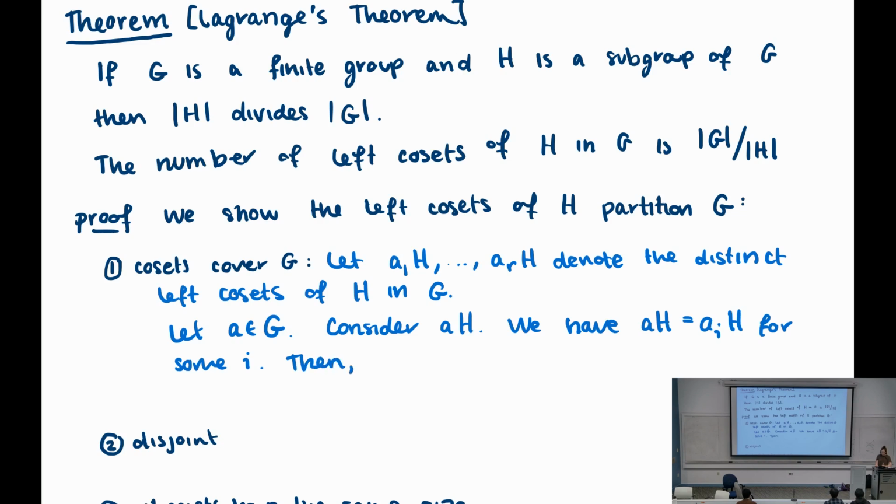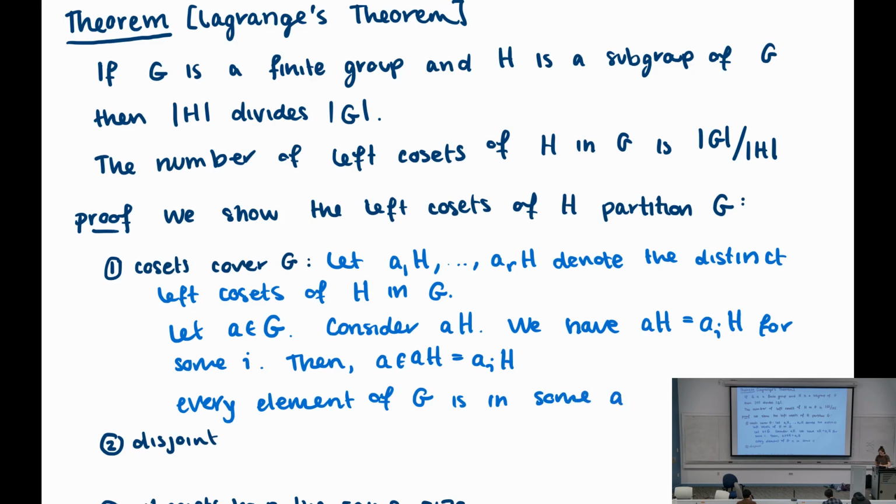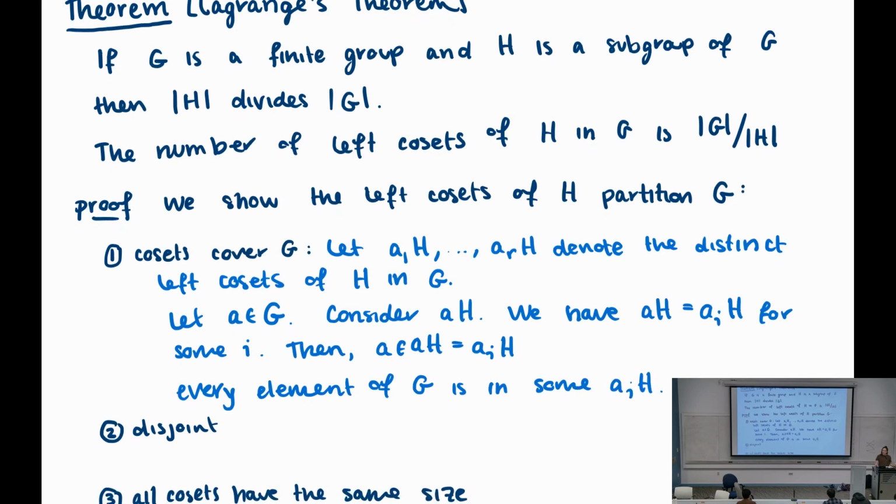And then we know by the lemma that we had just earlier that A is contained in AH, which is equal to A sub I H. So we can conclude that every element of G is in some A sub I H. Okay, is that clear why the cosets cover G?